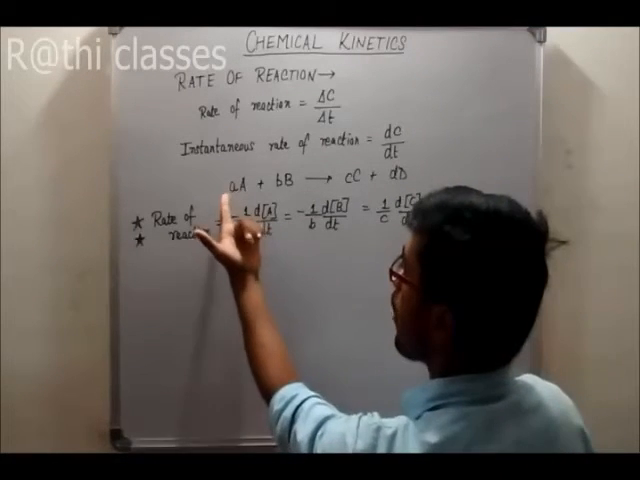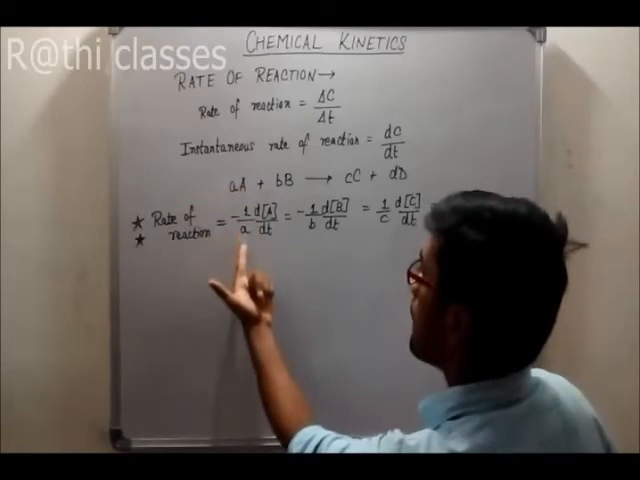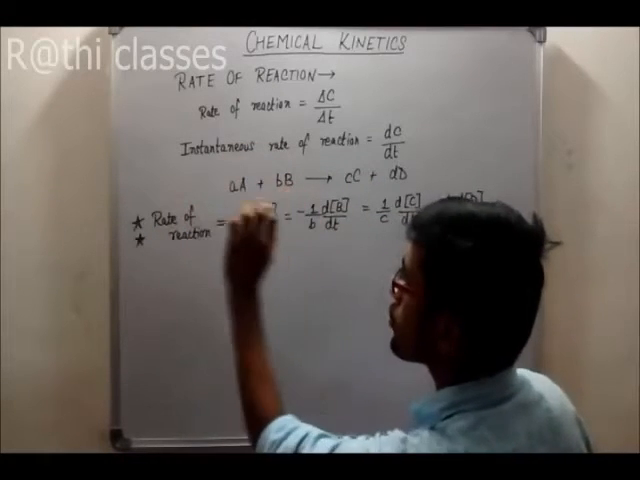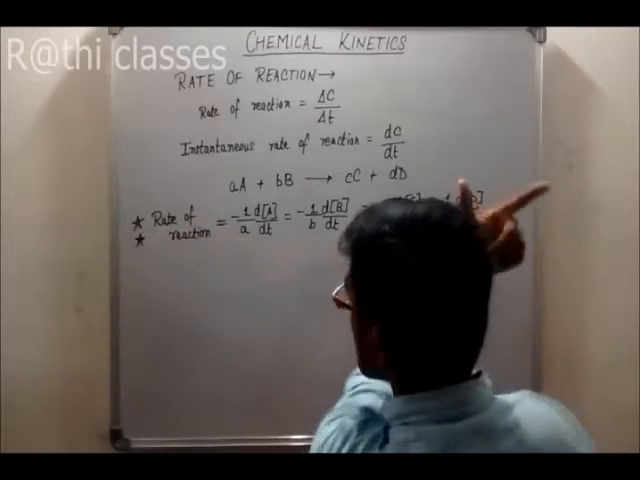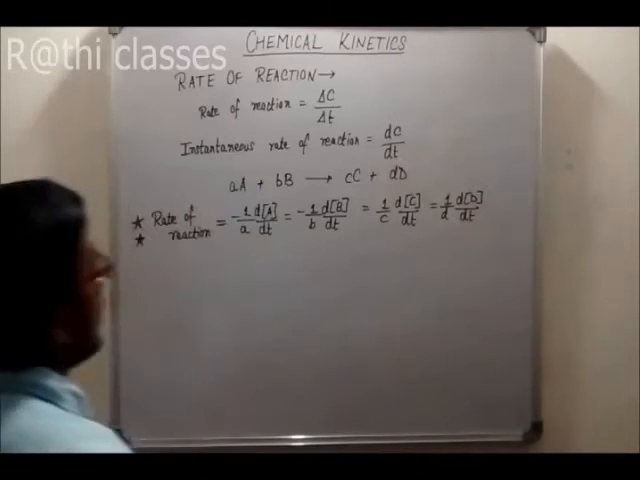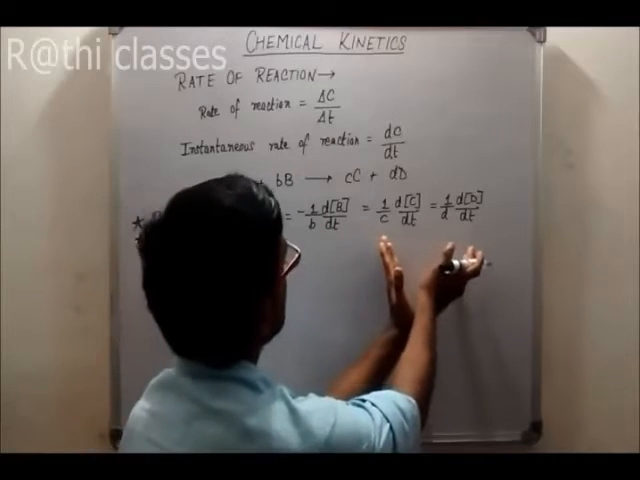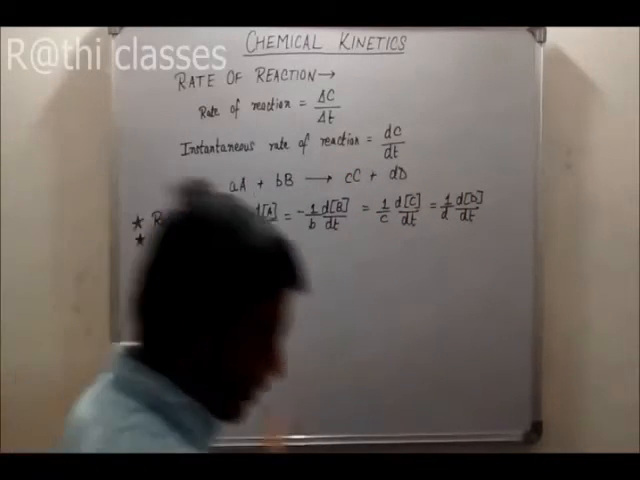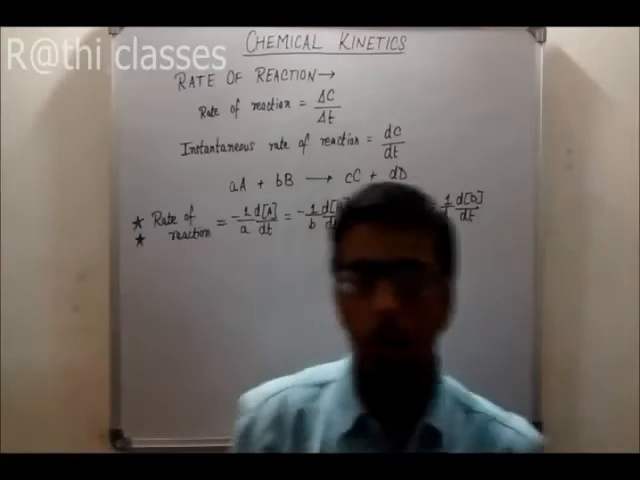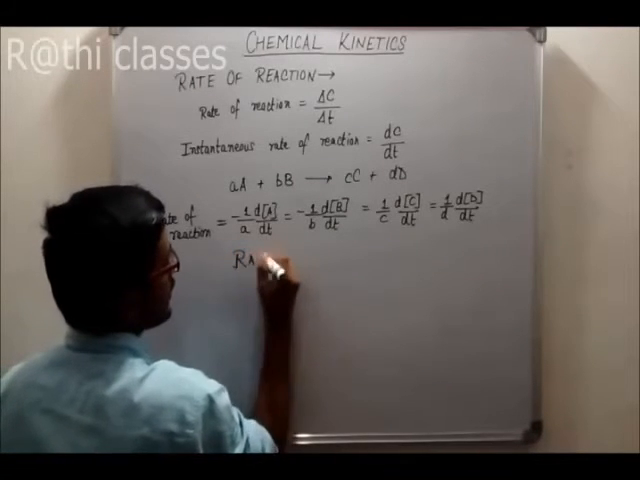We divide with the coefficient, which is the number of moles of A taken, because the reaction proceeds according to the stoichiometric coefficients. So the rate of reaction is defined in this manner, which is minus 1 by a dA by dt, similar in all the cases. And we put a minus sign when we define for the reactants, and we don't put a minus sign when we define for the products. This is one way to define the rate of reaction. The second way is something called the rate law expression. This is a second way to define the rate of reaction.